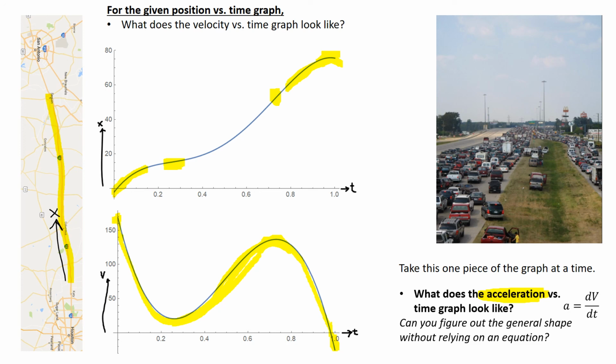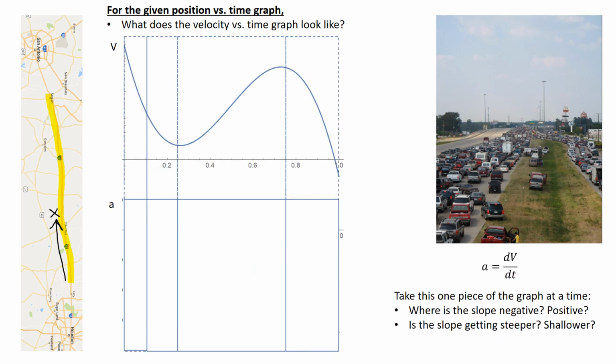See if you can do this before looking at the answer. So if you were to sketch the acceleration graph, what would that look like? And the same thing for this one. Just take it one little piece at a time. Okay, so this time we have velocity at the top, and we're going to go from velocity to acceleration. And remember, acceleration is the slope on that velocity curve.